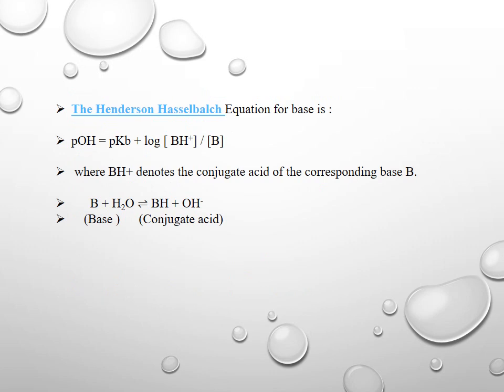The Henderson-Hasselbalch equation for a base is pOH. Acid means pH, base means pOH. Here pOH equals pKb plus log of the concentration of BH plus divided by the concentration of B. Acid means pKa will come, base means pKb will come. BH plus denotes the conjugate acid of the corresponding base B. B plus H2O gives BH plus plus OH minus.